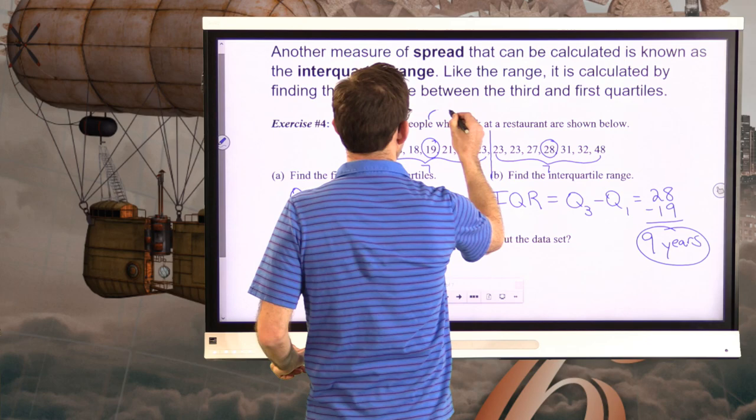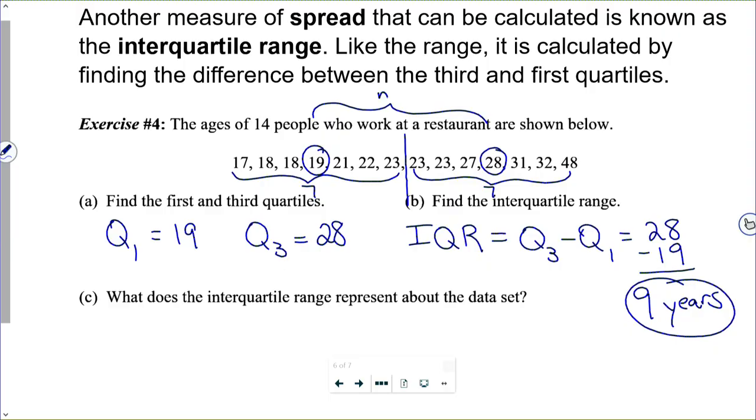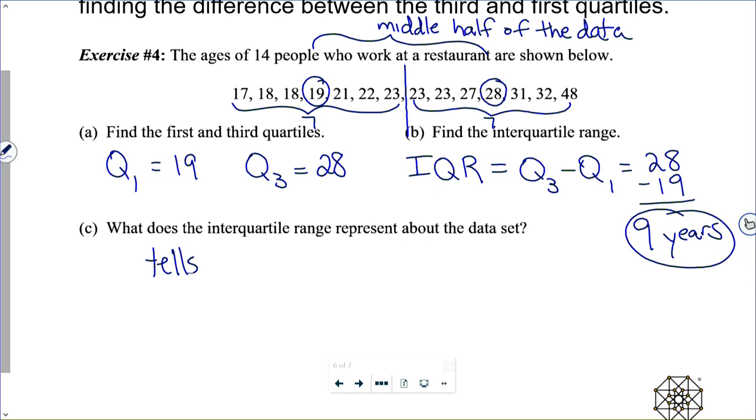This is the middle half of the data. And so what the interquartile range really does is it tells us how spread out the middle half of the data is.